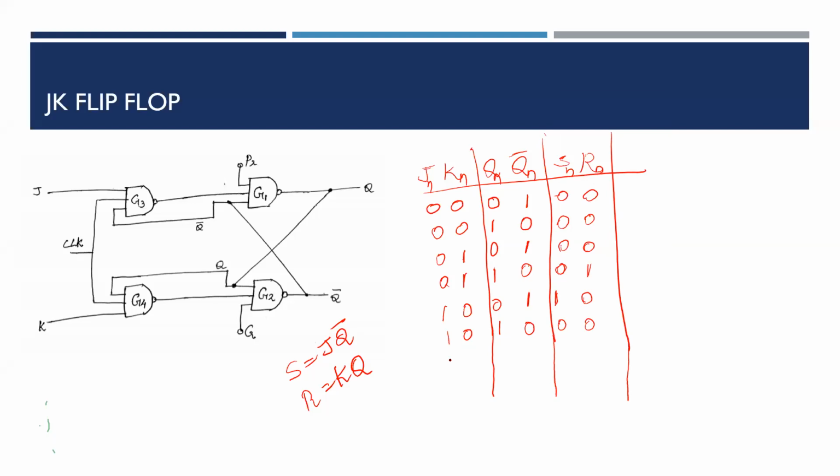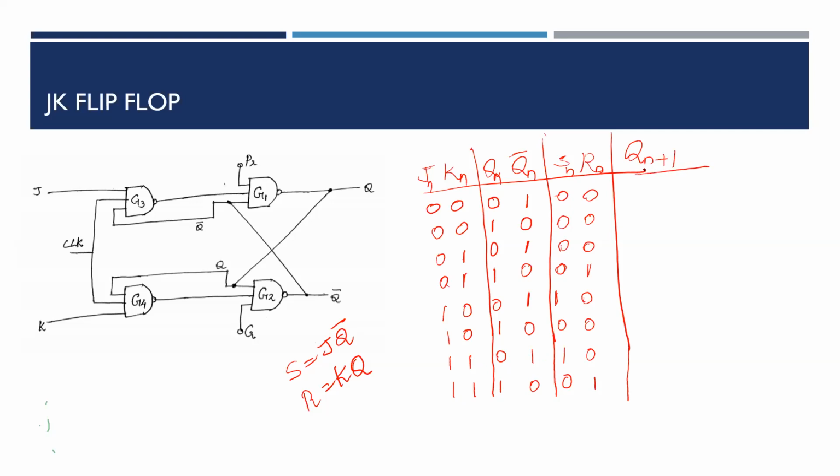Okay. Then the next possible combination is 1 1. JK 1 1 with Q 0 and with Q 1. Q 0 ആകുന്ന ടൈമിൽ Q bar 1, Q 1 ആകുന്ന ടൈമിൽ Q bar 0. So here what will be Sn? 1. J into Q bar, 1 into 1. R is K into Q, 1 into 0, 0. In the last row, 1 into 0 is 0. 1 into 1 is 1. Okay.